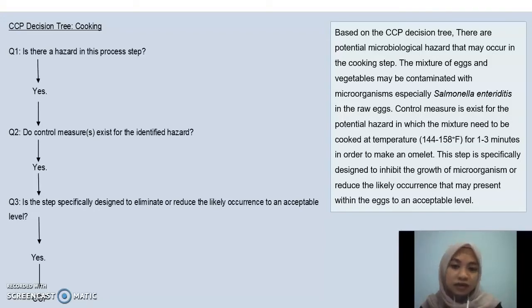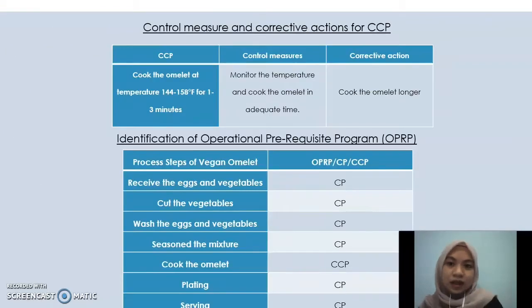The corrective action that we can take for this CCP is cooking the omelette longer to ensure that we kill or inhibit the growth of the microorganisms completely. For identification of the operational prerequisite program, in the production of the vegan omelette there is no OPRP, only CP and CCP exist.